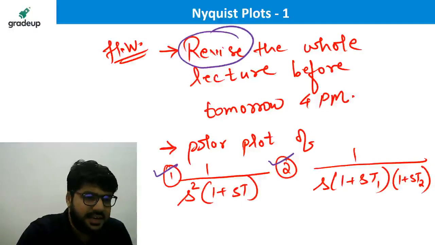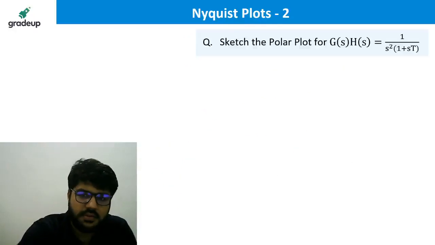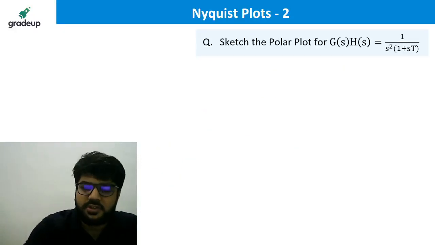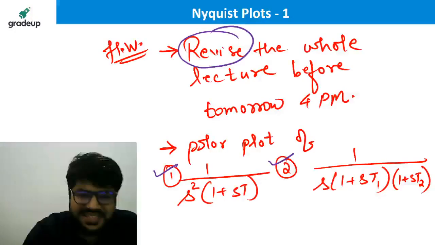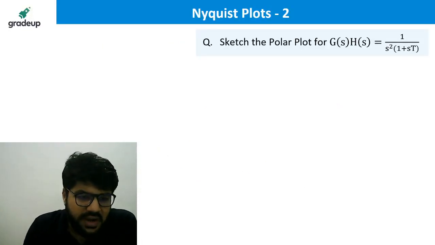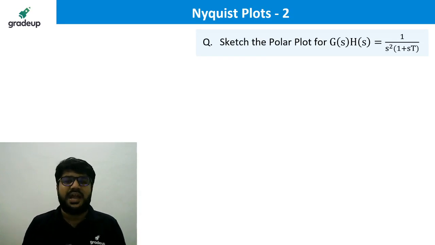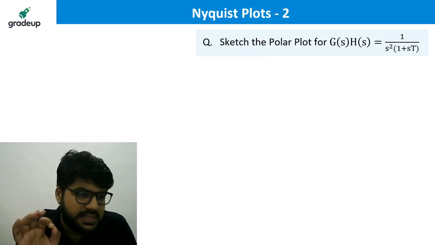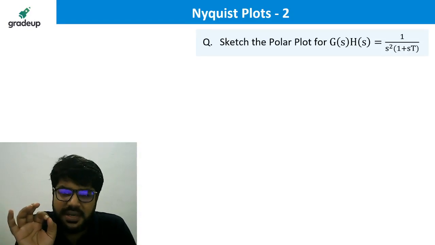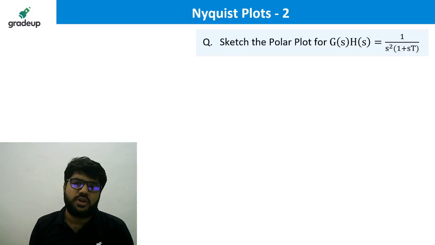That was the first homework question, 1 upon s square (1 + sT). Now follow with me. If you have tried it, just match the final results. Let us do some more calculations so that I am able to explain critical frequency. Until I explain critical frequency, I will not tell shortcuts. And then gradually I will tell you a few shortcuts.